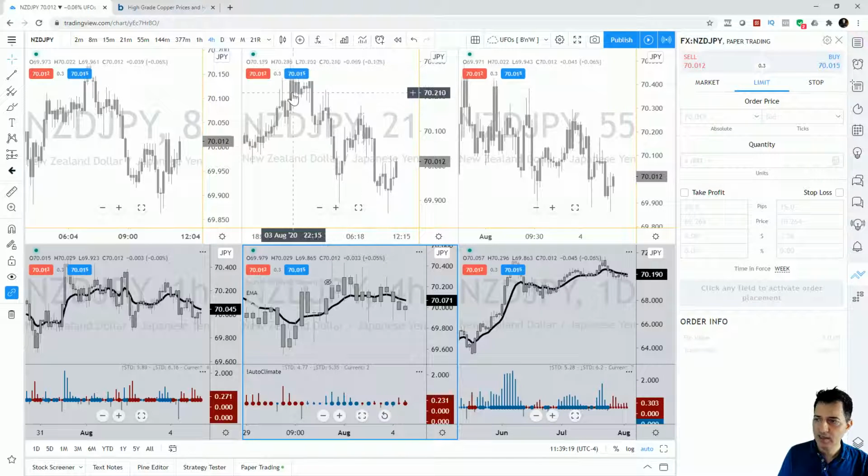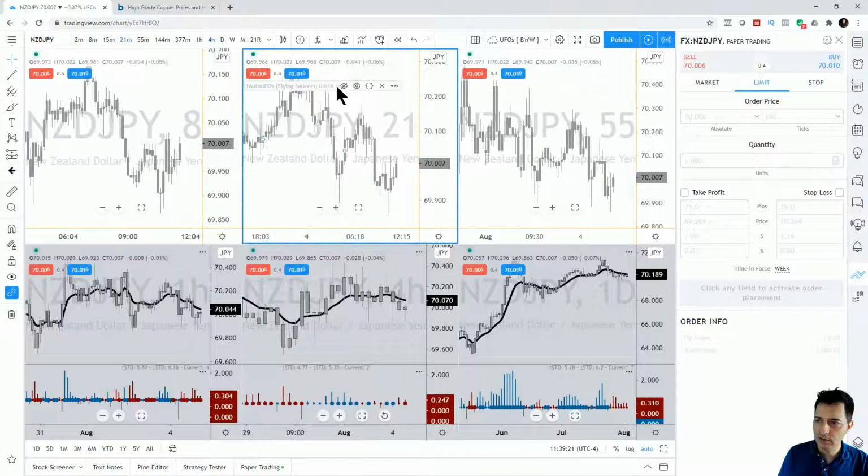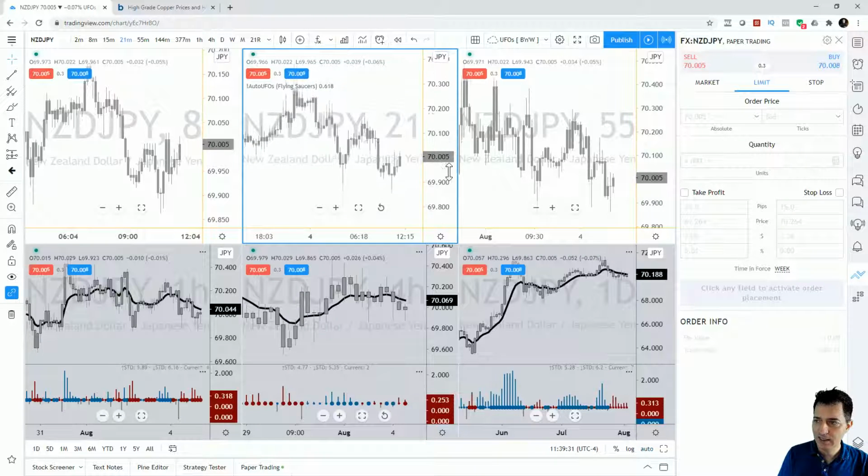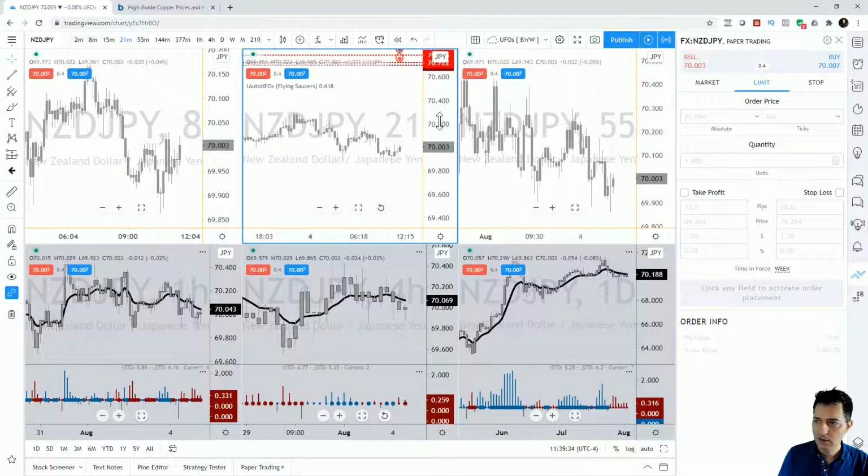So let's see if there is a UFO there. Turning on AutoUFOs. Did I click on? Oh, yes, I did. No, it seems that there is none. Yeah, the UFOs are much higher. Okay, interesting. What about the 21 range?